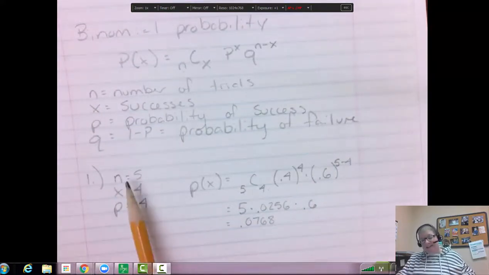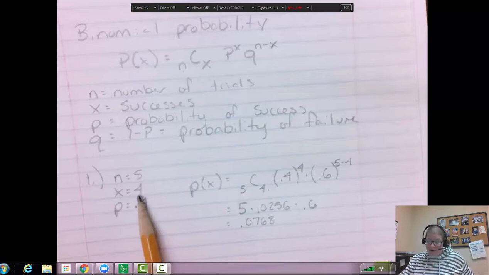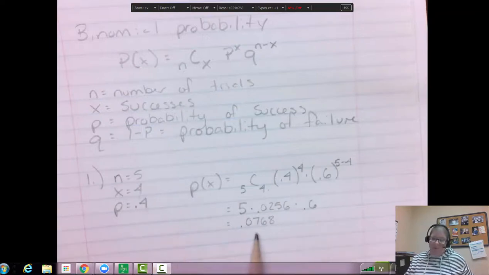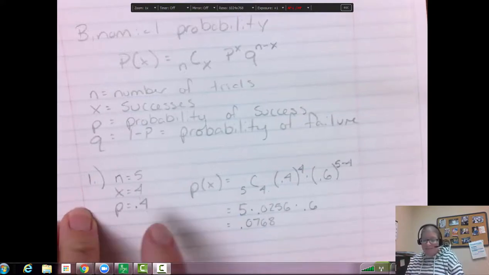So this is kind of how you use it. We know n is the number of trials. That's how many times we did it. There were 4 times that you were successful in those trials, and the probability of success is 0.4. So what's the probability of x? It's pretty low, 0.0768. So sometimes you're given the information, you plug it in, and then you're done.